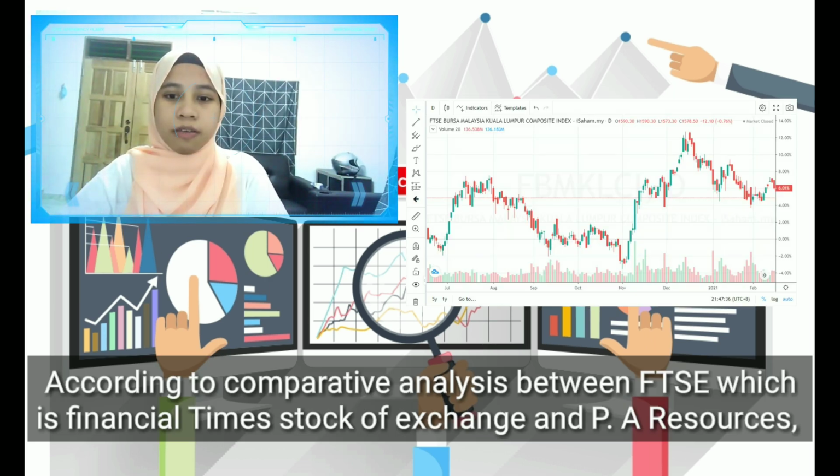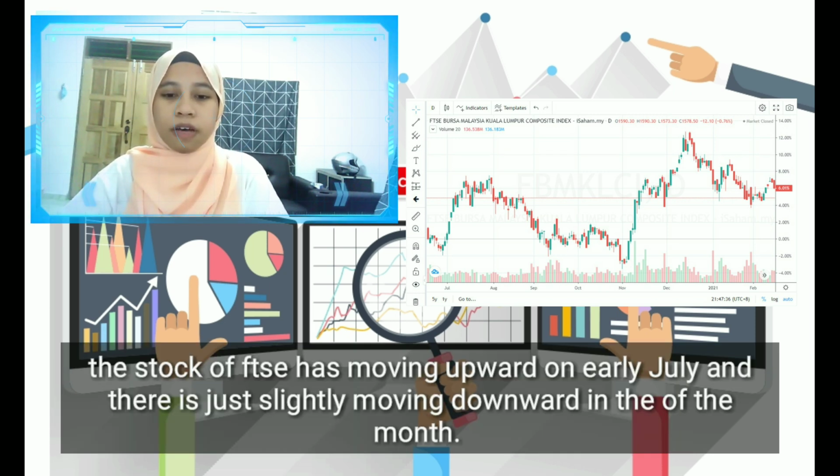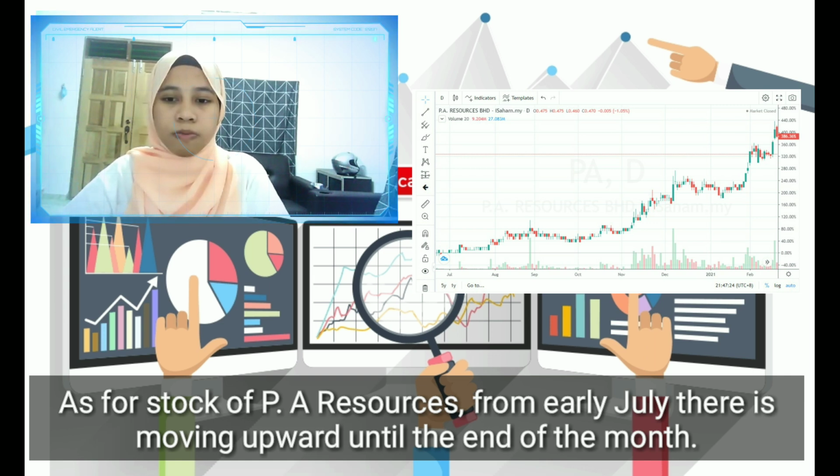According to the comparative analysis between FTSE, which is the Financial Times Stock Exchange, and PA Resources, the stock of FTSE has been moving upward from early July, and only slightly moving upward at the end of the month. As for the stock of PA Resources, from early July, it moves upward until the end of the month.